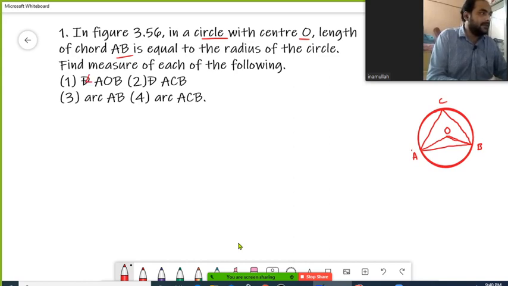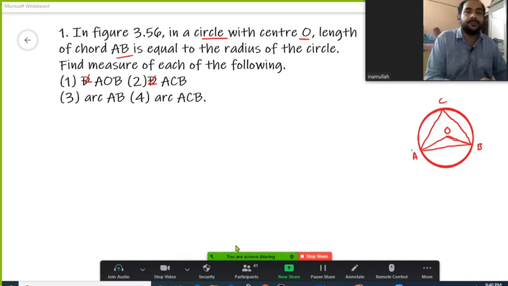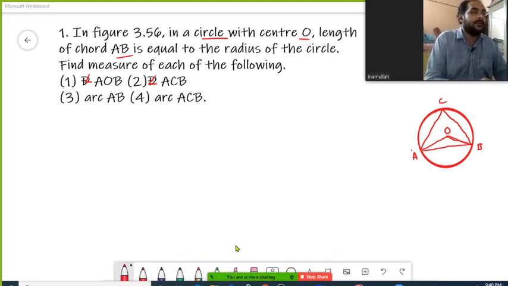This is angle AOB, angle ACB. This is arc AB and this is arc ACB. So these are four components which we need to calculate in the given figure. Now the most important information which is provided in our question is AB is equal to the radius of the given circle. So in that case, I can say first I need angle AOB.